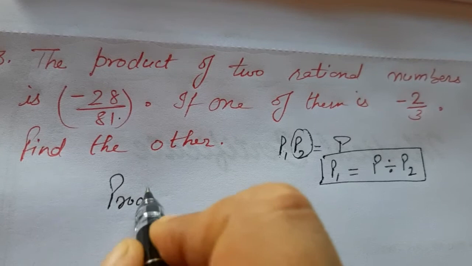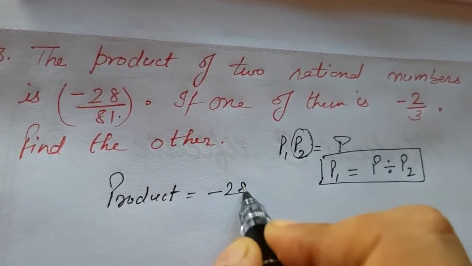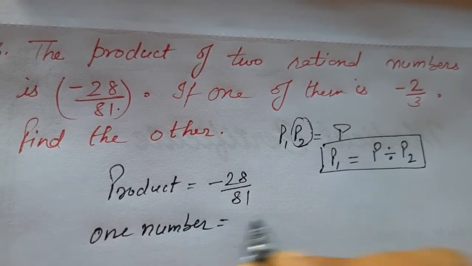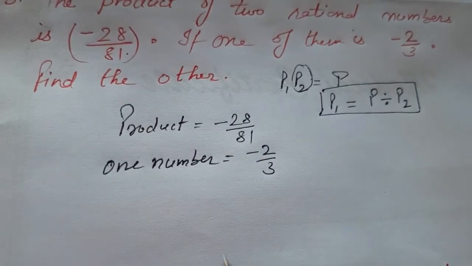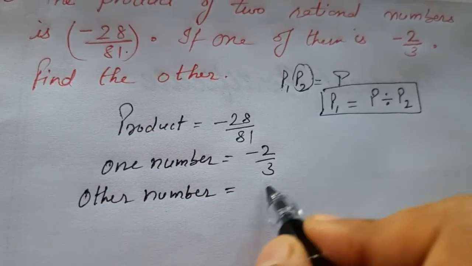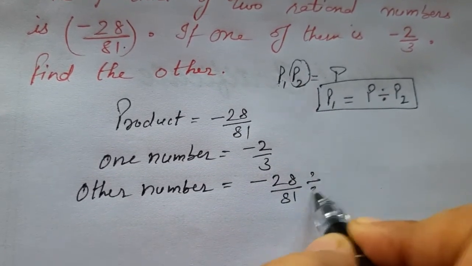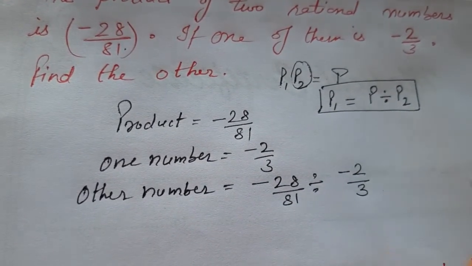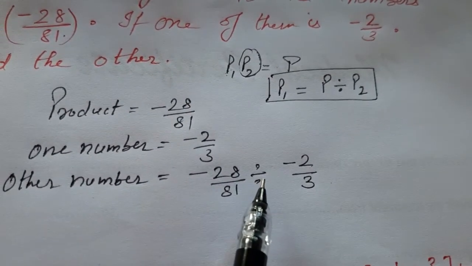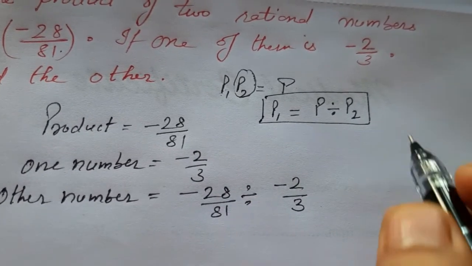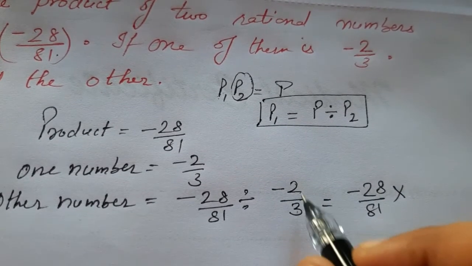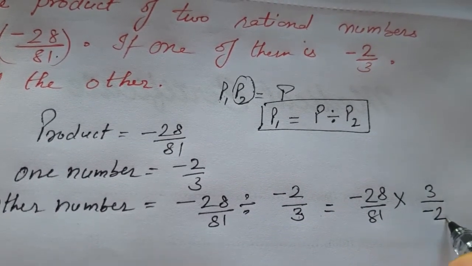So first of all, we will write down the product, that is minus 28 by 81, and one number, that is minus 2 by 3. So what will be the other number? The other number can be obtained by dividing the product by the first number. Now simply we have to divide it, and first of all we have to change this division sign. To change the division sign, what we have to do? We have to take the reciprocal of the next number, that will be 3 by minus 2.